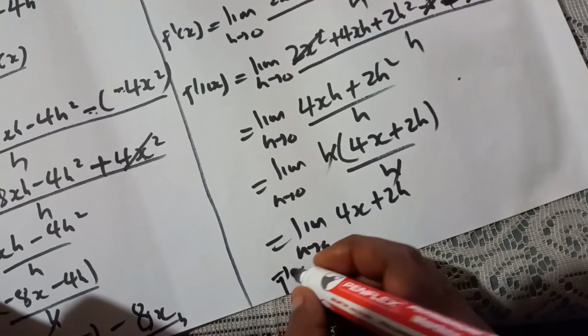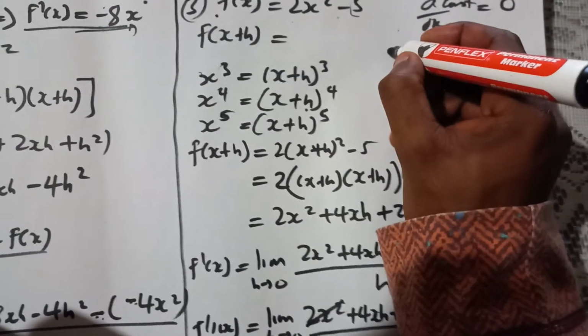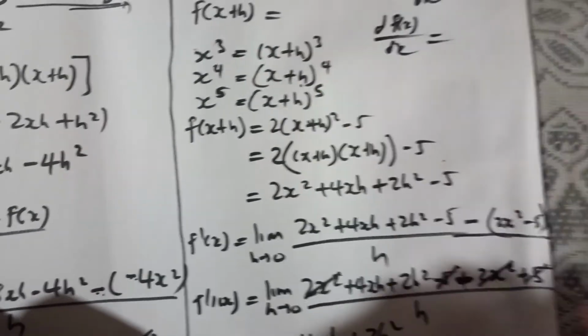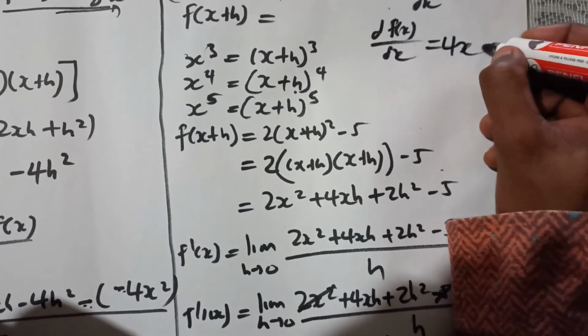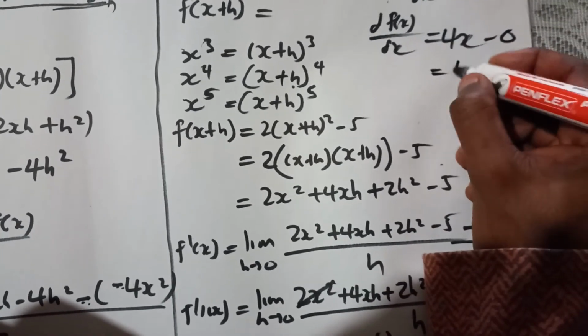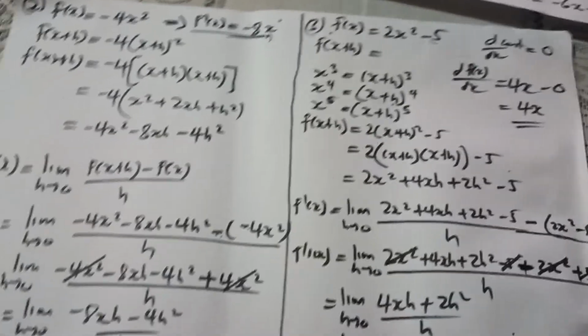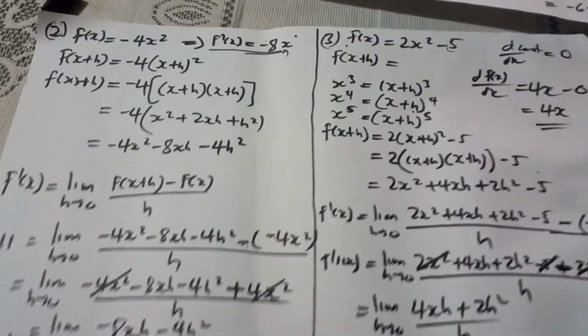So you can attest to it. If we differentiate the function with respect to x, we get 4x minus 0, which is 4x. So that will be it. That is how calculus is.